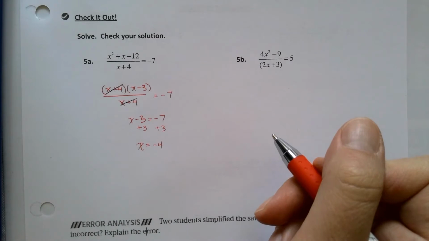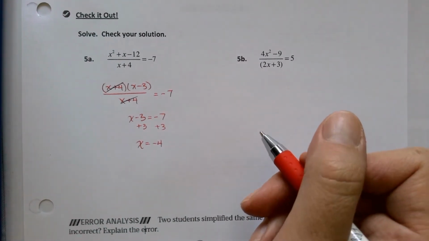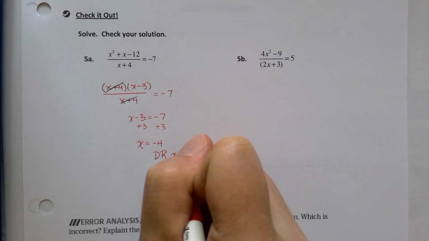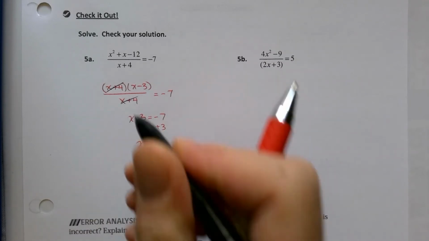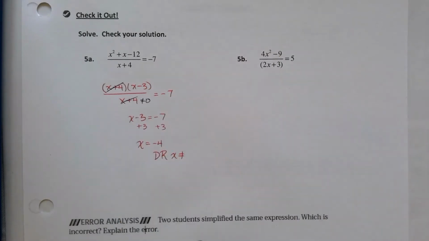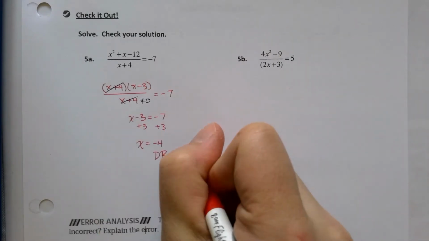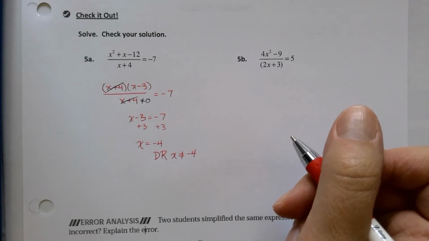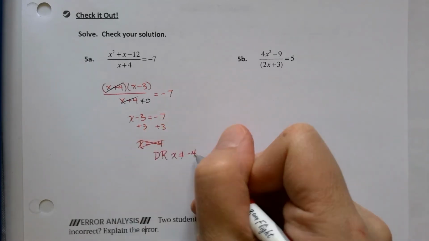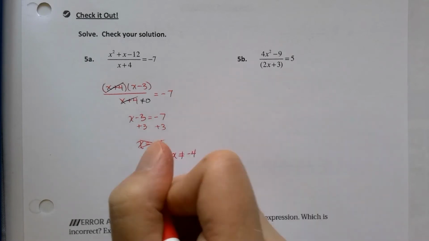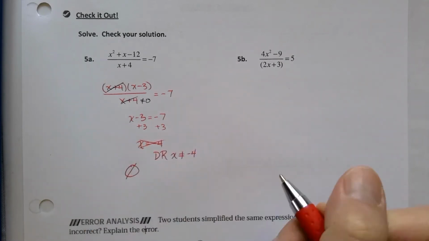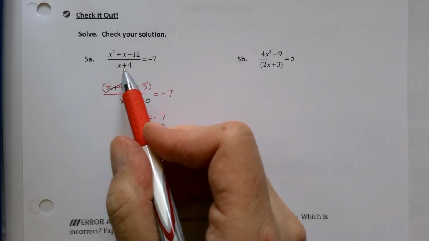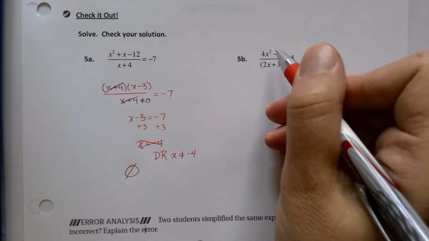Now, before I think I'm done and circle my answer, I want to check for a domain restriction. My domain restriction here states that x cannot be 0, and so that means x can't be negative 4. So we're actually throwing out our answer because the domain restriction interferes with that. Here again we have no solutions, and that is due to the domain restriction not working in the original problem. Okay, another problem here, we're going to go ahead and factor the top.